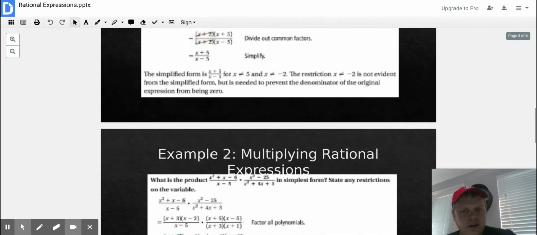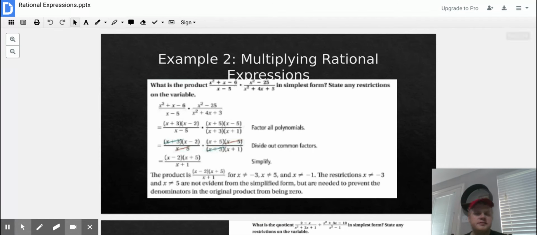All right, let's move on here. Multiplying rational expressions here. What is the product of these two problems here in simplest form? State any restrictions on the variable.